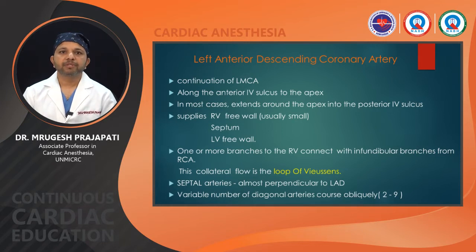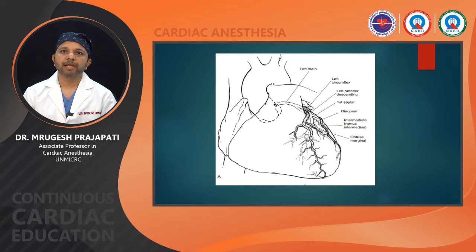The LAD gives off the septal arteries, which are 4 to 6 in number, and they run almost perpendicular to the LAD, and this helps in identifying the LAD in the angiography view. A variable number of diagonal arteries arise from the LAD and course obliquely. This diagram shows the LAD, its branches and its course.